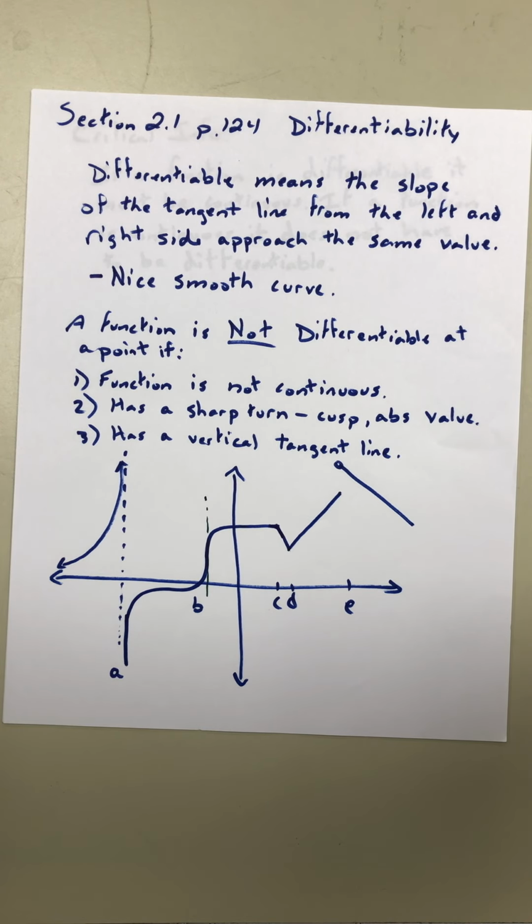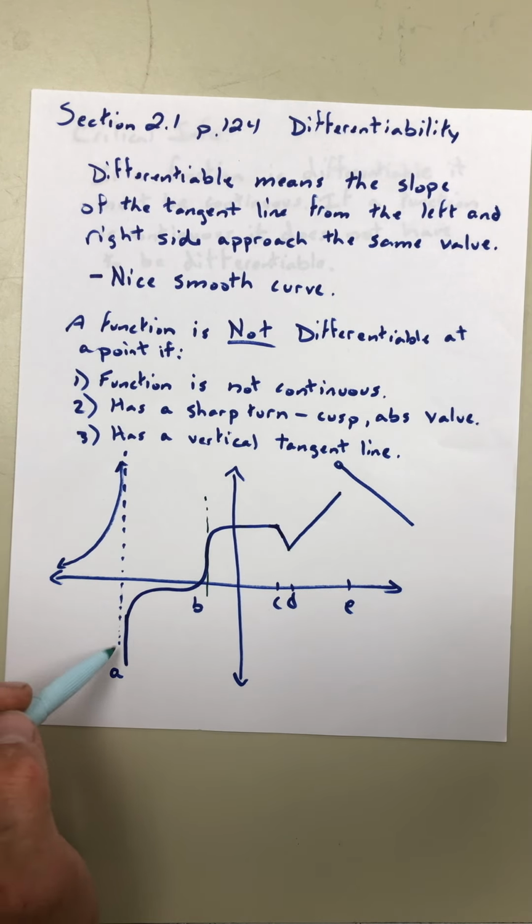So a function is not differentiable if the function is not continuous. It has that sharp turn, we also call it a cusp, or an absolute value graph. Or we have a vertical tangent line, where the derivative is going to be undefined. So what is it going to look like graphically?